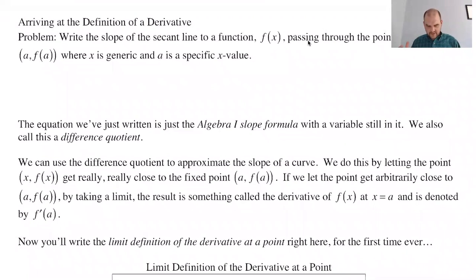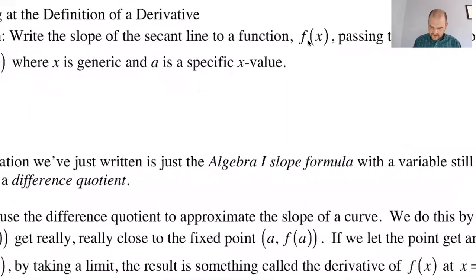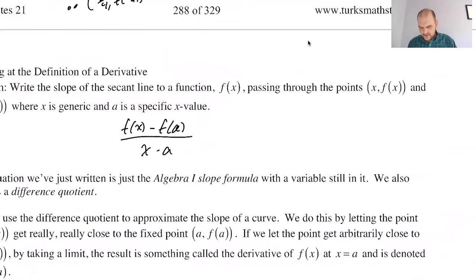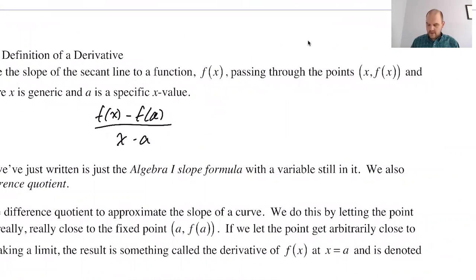So let's see if we can write down the slope of a secant line using the points x, f of x and a, f of a. So x is some generic x value and a is a specific value. So a is like 6 or negative 52, wherever you're trying to find the slope. So our secant line slope will be f of x minus f of a over x minus a. All right, so not really the place for it, but this is just algebra 1 slope.